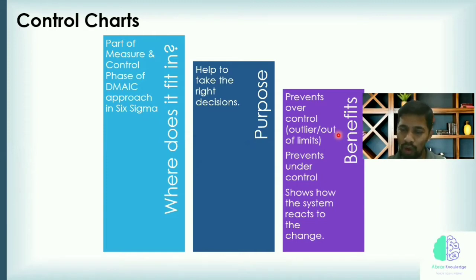For example, you found an outlier or something out of the limit, and you need to find the root cause, fix the problem, and make sure the problem does not reoccur. That is a kind of preventive action. It keeps things under control and shows how the system reacts to changes. Any time you make a change, the first thing you can do is plot the control chart and see whether the points are coming within the lower and upper limits.